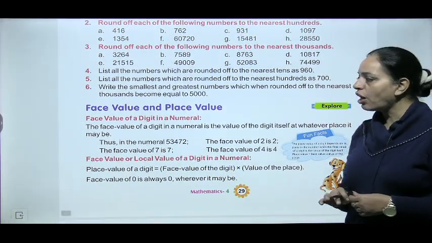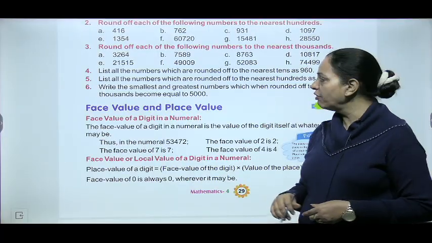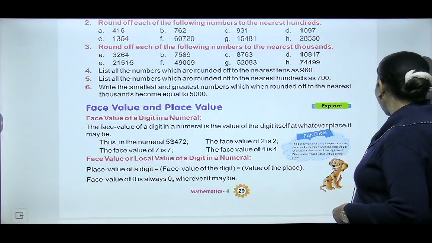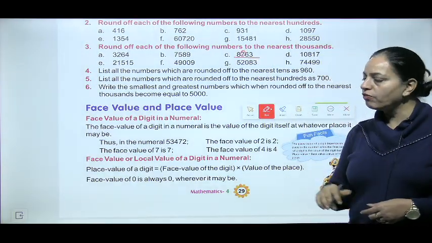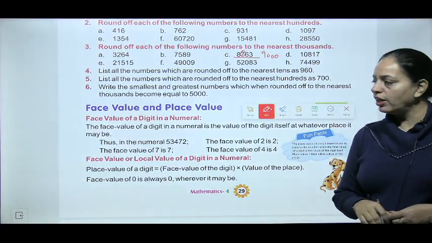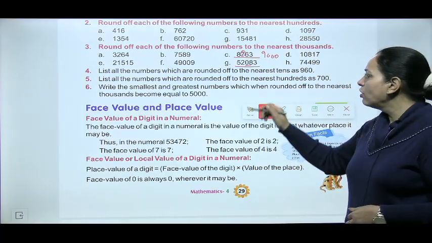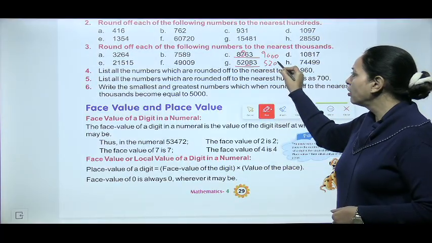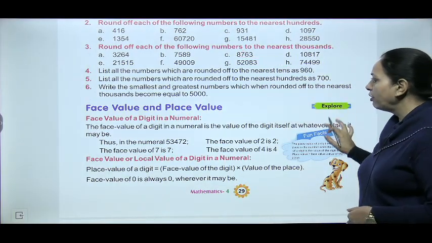Now the third question: round off the numbers to the nearest thousands. So we have to see the hundreds digit. See here, C part, 8,763. 7 is more than 5. So this becomes 9,000. Okay. So like G part, this is 0, less than 5. So no change. This is the answer. So similarly, you can try the remaining questions.